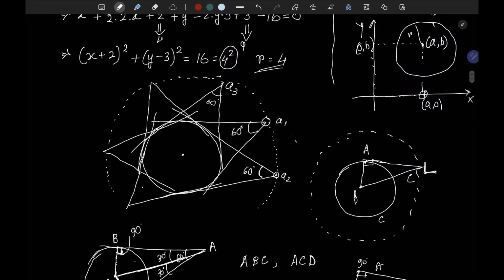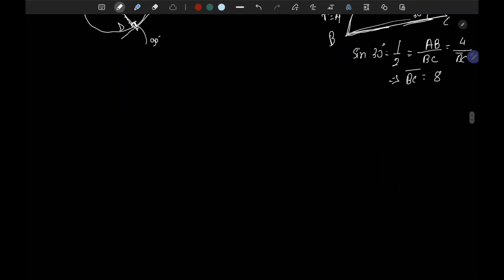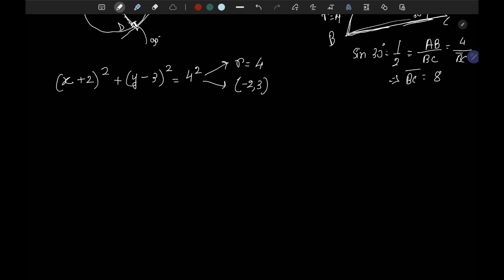Now we had the equation of the circle. We found out the equation was something like this: x plus 2 whole square plus y minus 3 whole square equal to 4 square. We had the information that the radius of the circle is 4 and the center of the circle is at minus 2 comma 3. So let's try to visualize this thing. Let's try to draw an approximate picture of this.